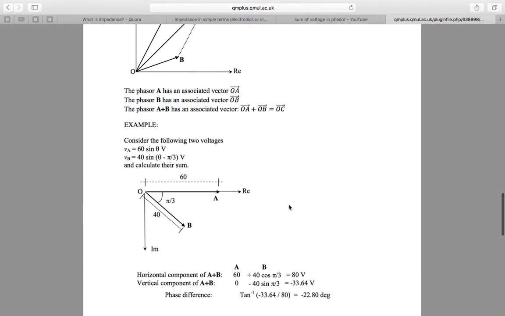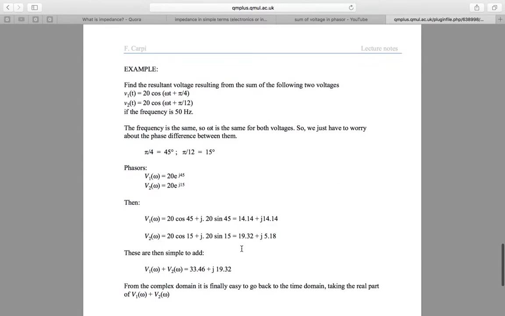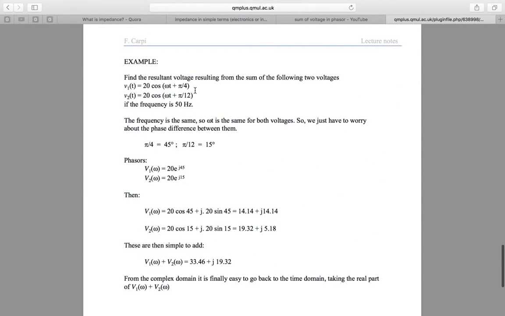And here, let's give this example, which is not very good. So we're going to use this example. They give you the voltages in the sinusoidal form, V1 and V2. They ask to find the resultant voltage, which is quite simple. Since the omega is the same, we focus only on the angular part, I mean only the argument. And here pi over 4, so you convert to degrees: 45, and this is 15 degrees.